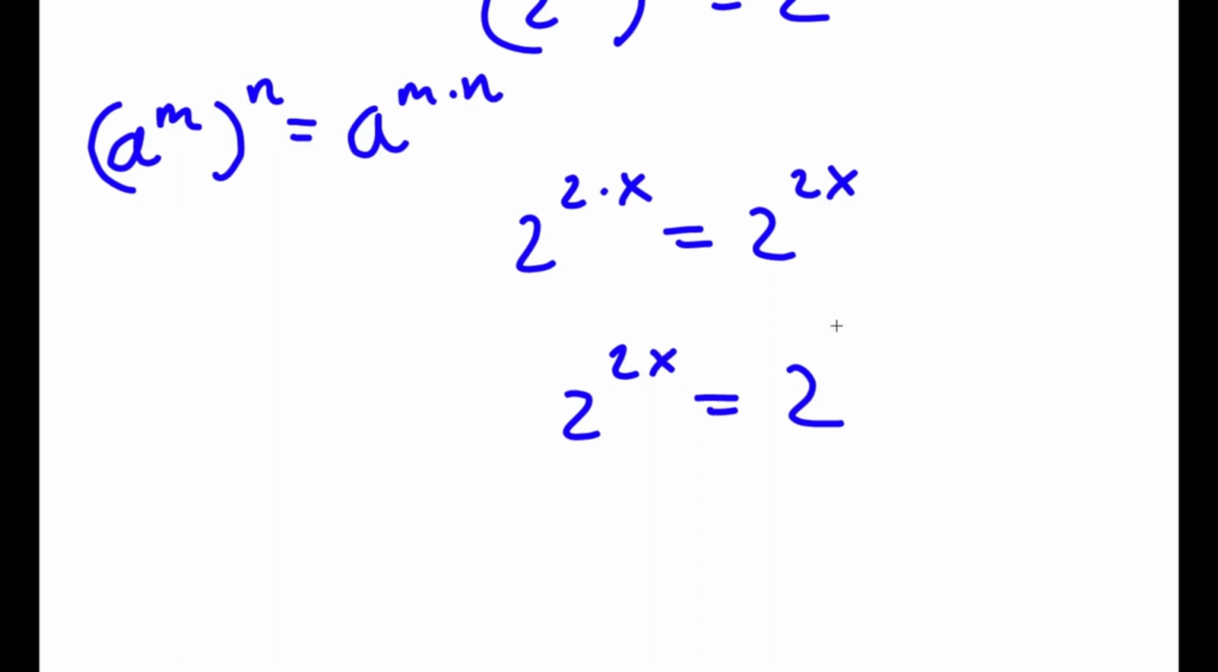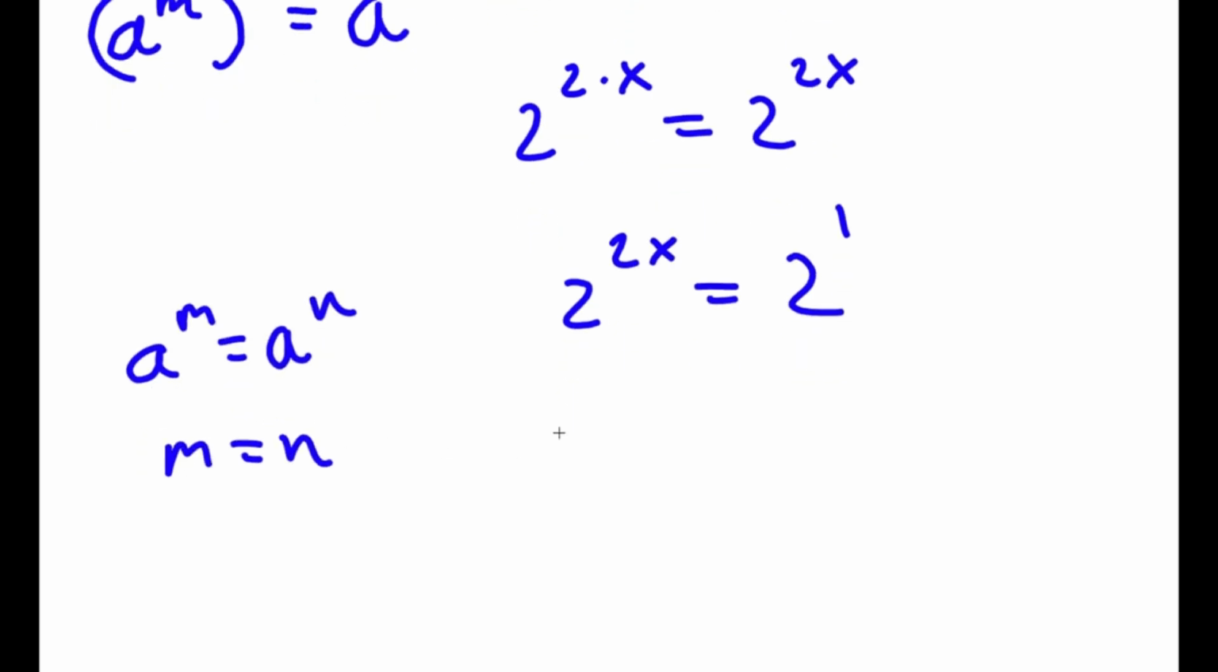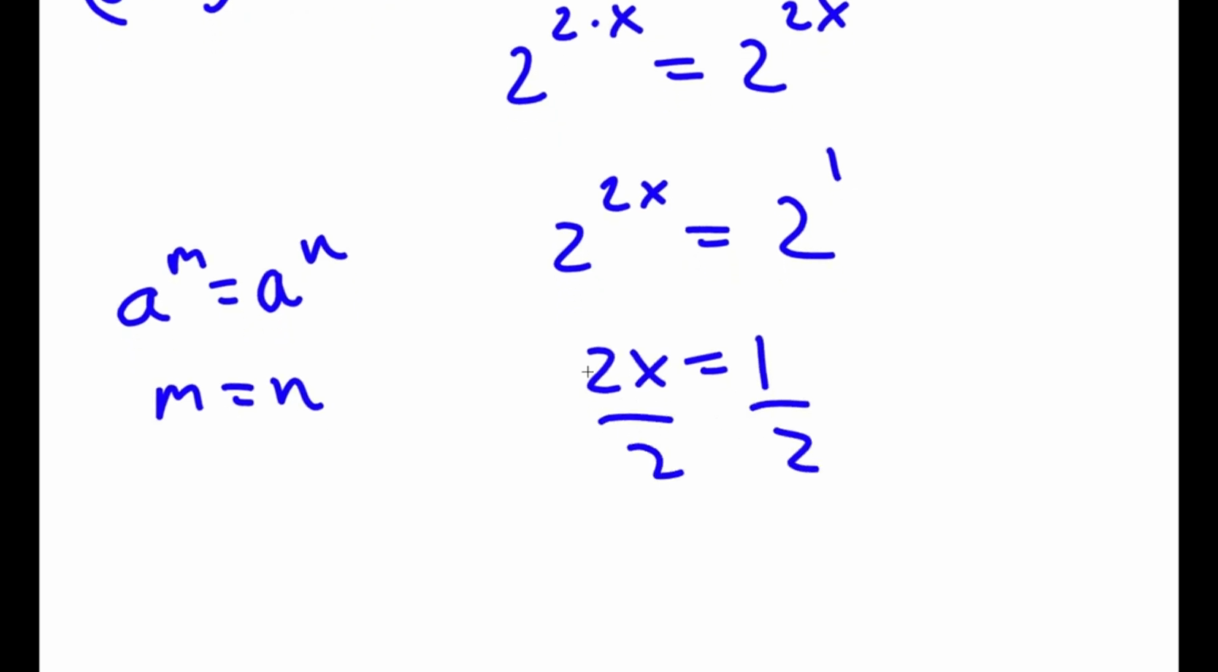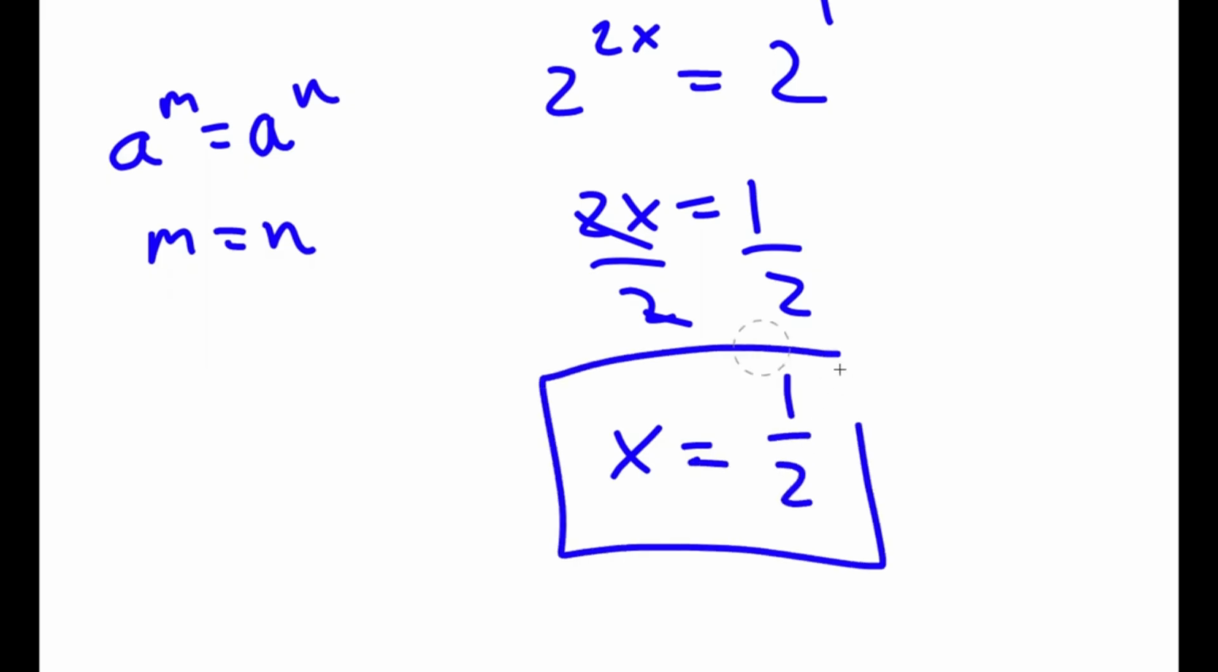Now 2 here, this is the same thing as 2 to the power of 1. If I have something in the form a to the power of m is equal to a to the power of n, this means that m is equal to n. So in this case, 2x is equal to 1. Now if I divide both sides by 2, I get x is equal to 1/2. So this is my answer.